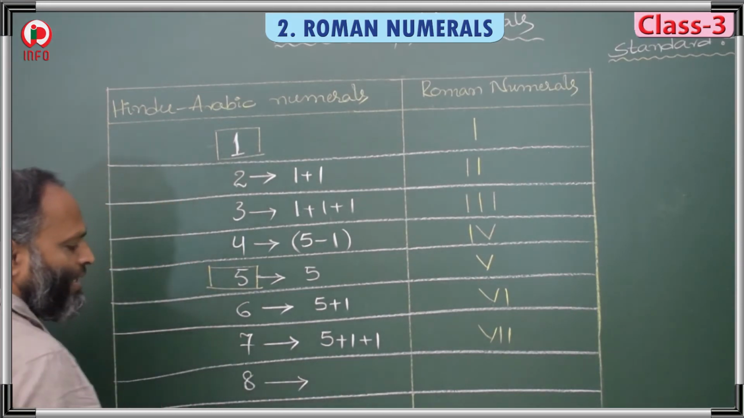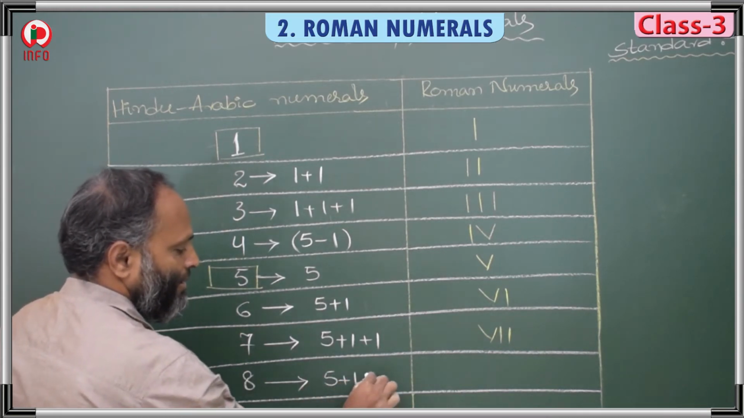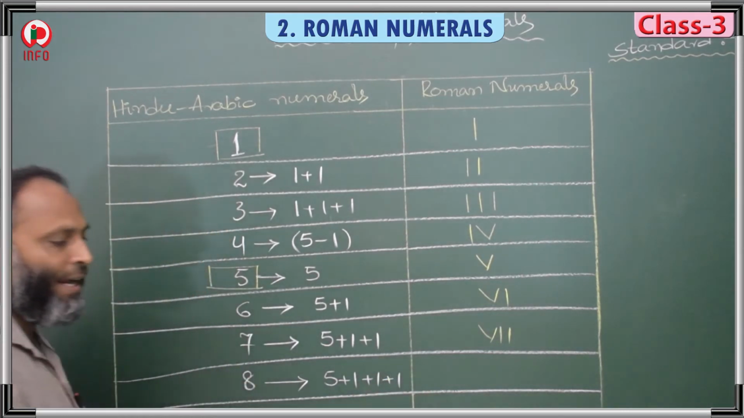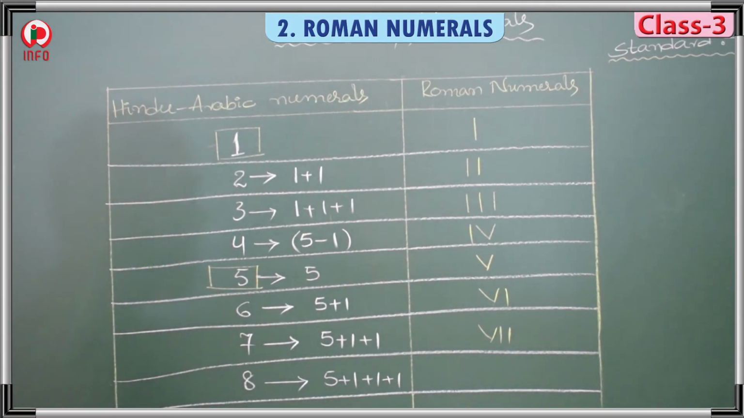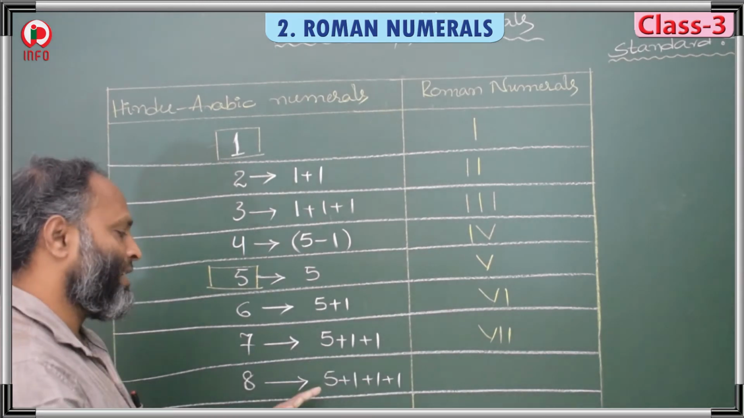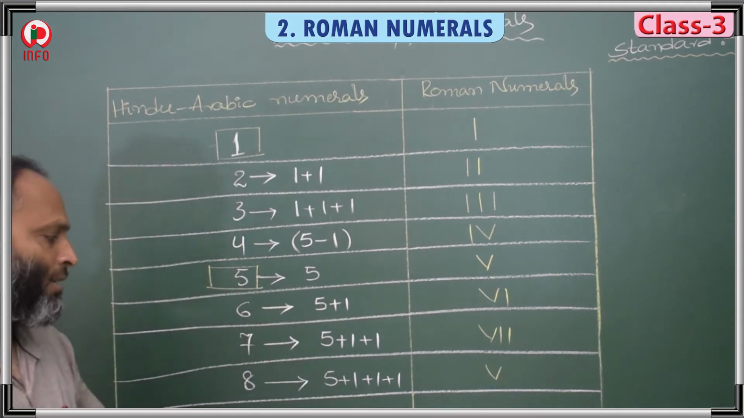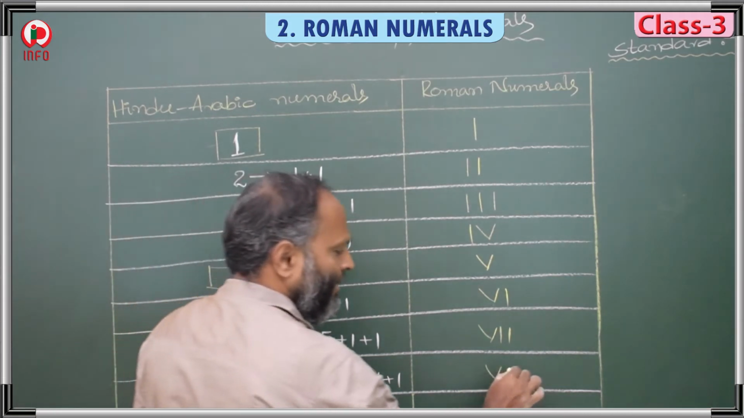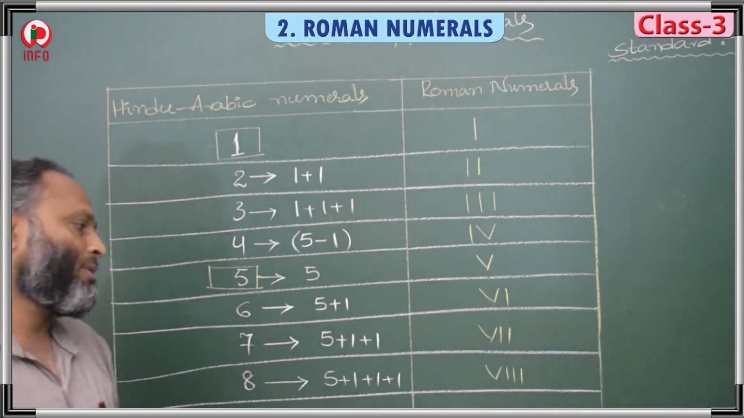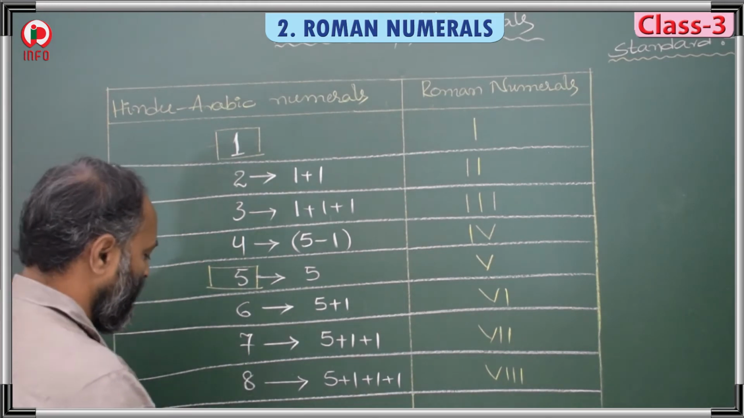Then 8. How do we take 8? The same. 5 plus 1 is 6, 6 plus 1 is 7, 7 plus 1 is 8. Plus is there, so the bigger Roman numeral comes first, then the smaller Roman numeral thrice. We repeat I 3 times. It represents 8.